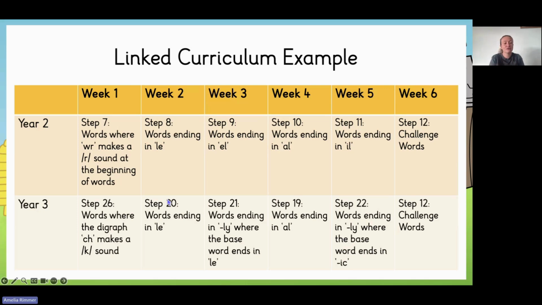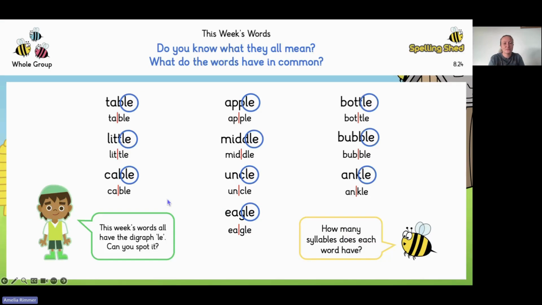Then in year 2 and year 3, you've actually got a couple of objectives that completely overlap, such as words ending in LE. So that's one I matched up, and the same for words ending in AL. And all the other similar ones in there. And then for challenge words, they nicely match up because they just have the different challenge words within that. So here is some of that content from the stage 2, words ending in LE.